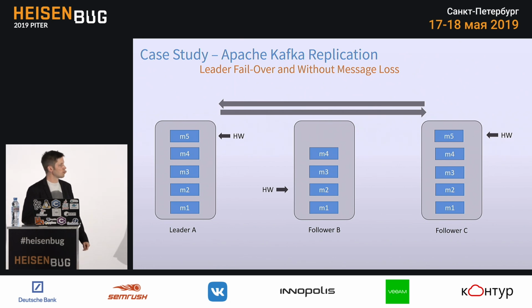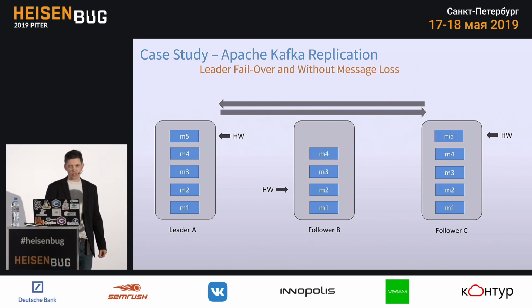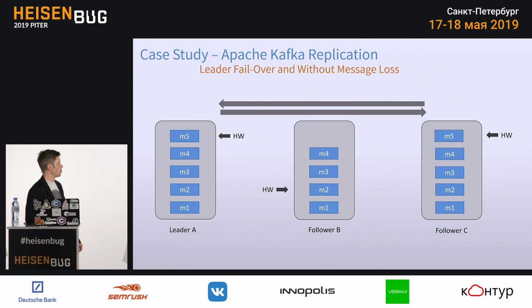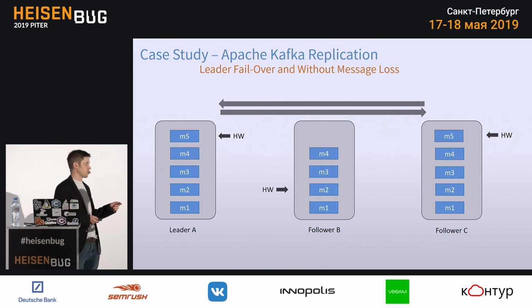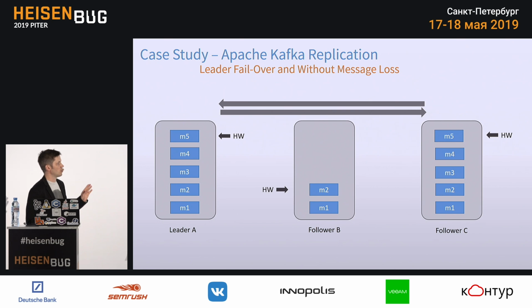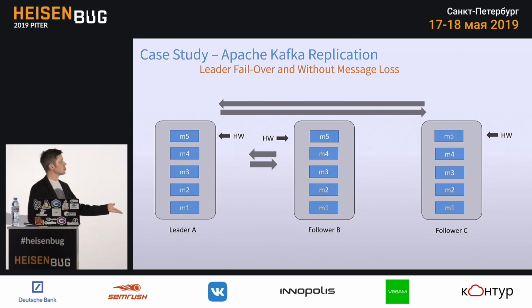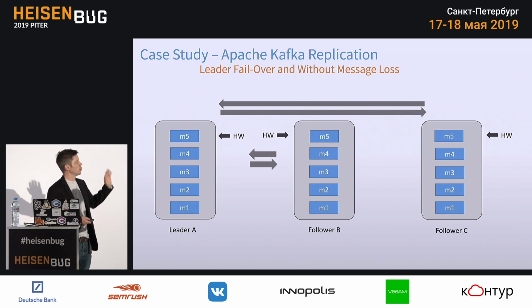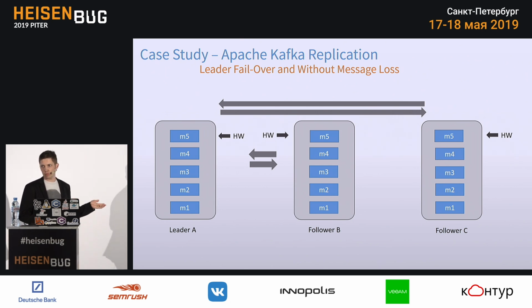Leader B comes back. It's now a follower because we can only have one leader. So the first thing it does, and this is very important in the protocol, is it truncates its own log to the second message. It does that because right now it knows the second message is safe, and it cannot trust anything above it. So it truncates, and then it sends a fetch request saying, hey, I've got 2, give me what you've got. It gets the latest messages, the high watermark is 5, and there we go, we've had a leader failover without message loss.